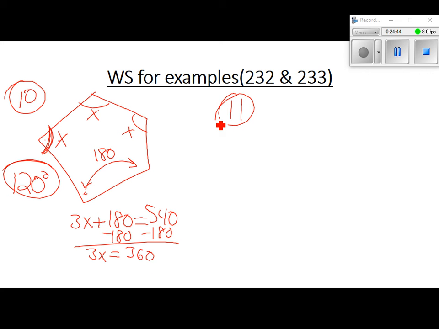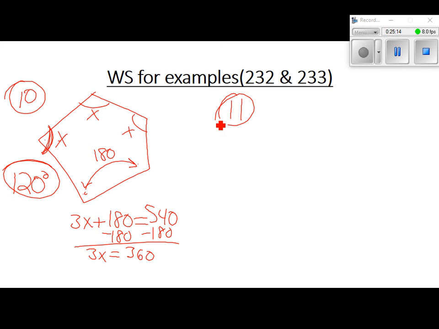Number 11. Number 11 is quite a bit harder. Watch closely on this one. You're designing an amusement park ride with cars that will spin in a circle around the center axis, and the cars are located at the vertices of a regular polygon. How many sides do we have? In a regular polygon, how many sides? 4? 3? You have any?